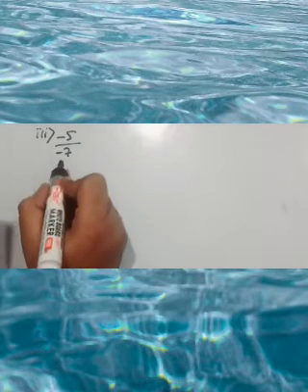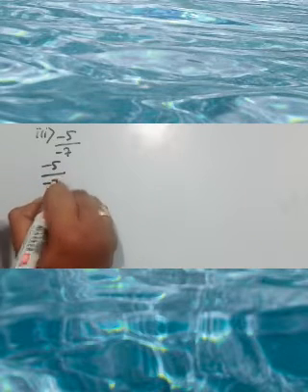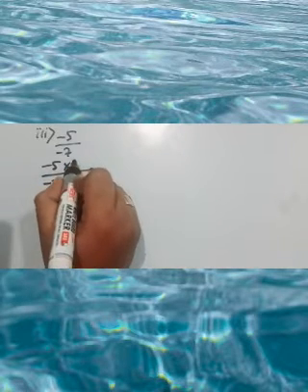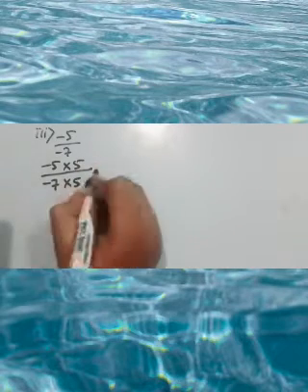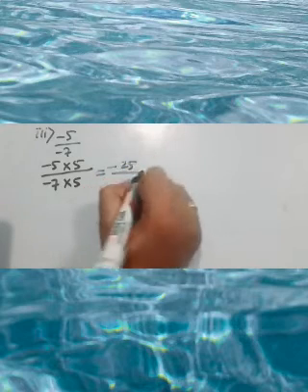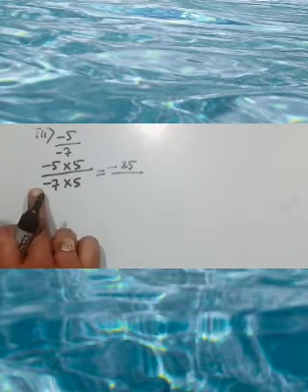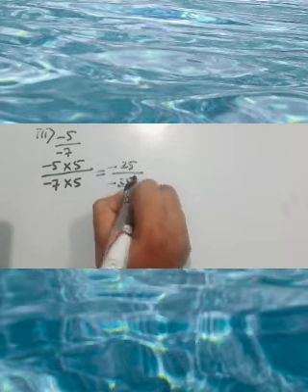Then we have minus 5 by minus 7. So minus 5 by minus 7, I am going to multiply the numerator with 5. So I multiply the denominator with 5 again. Plus into minus is minus, 5 5s are 25. Here in the denominator, minus into plus is minus, 7 5s are 35.